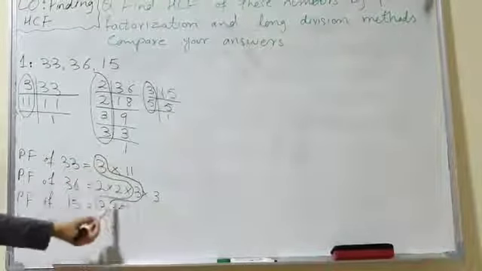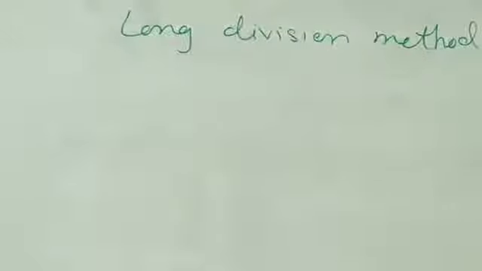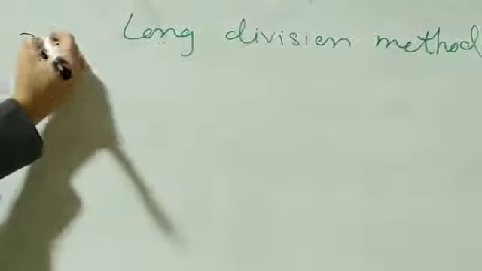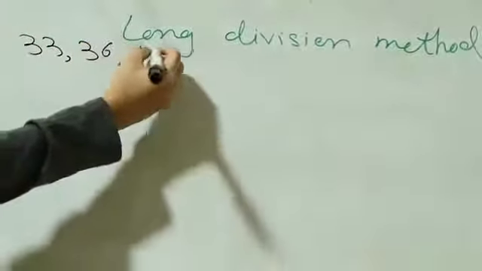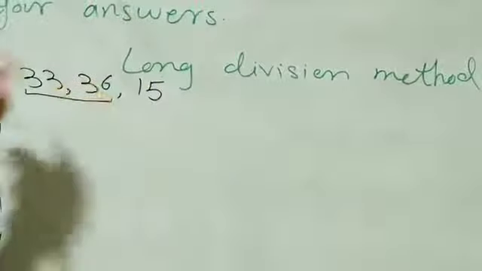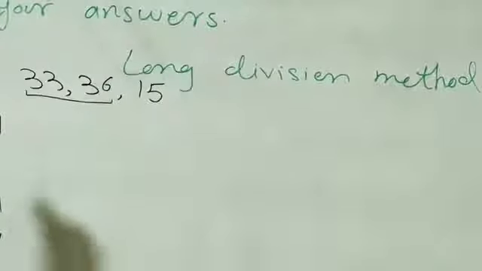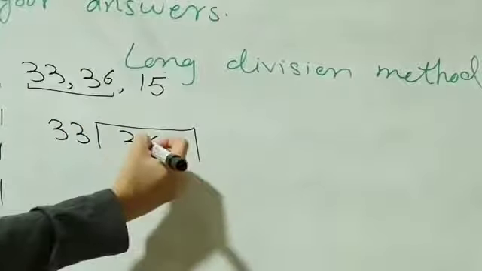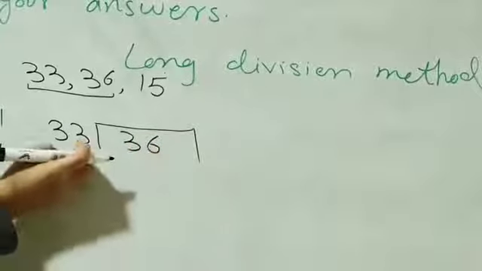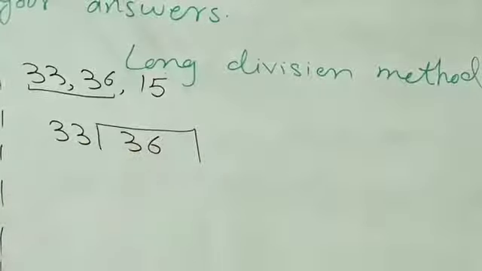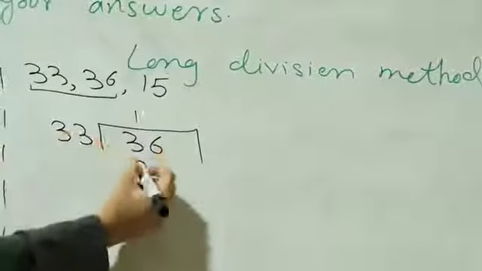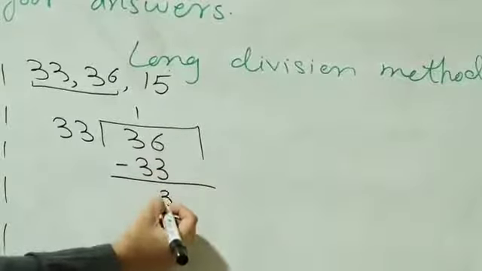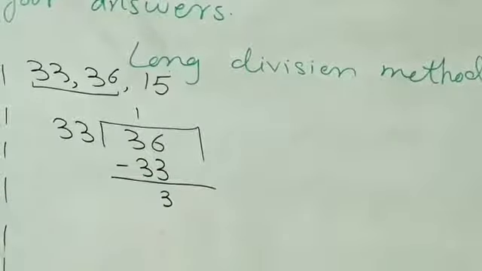So we will work with the same numbers, and now we will find the HCF by the long division method. We have the numbers 33, 36 and 15. First you will take the first two numbers, 33 and 36, and you know that the smaller number should be your divisor and the bigger number should be your dividend. Now we have to start the division. 33 ones are 33, and you know the subtraction, 6 minus 3 will be 3. Here 0. No need to put the 0 here.